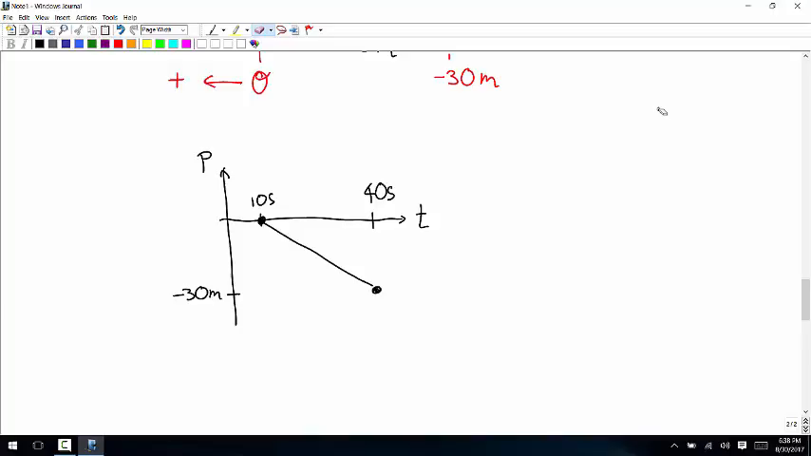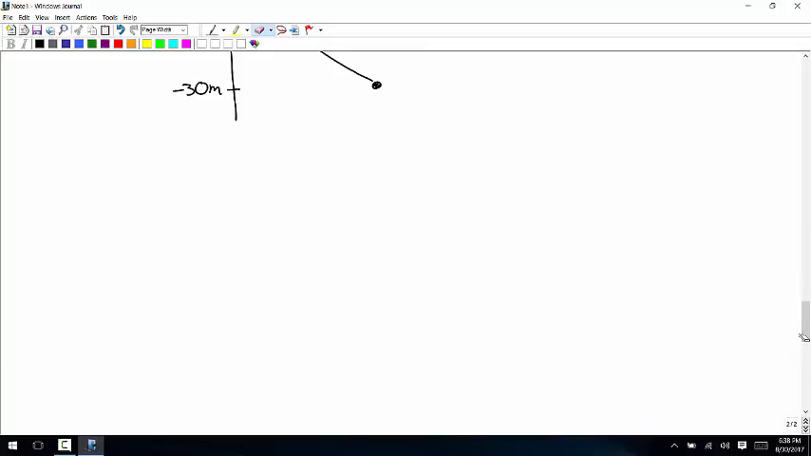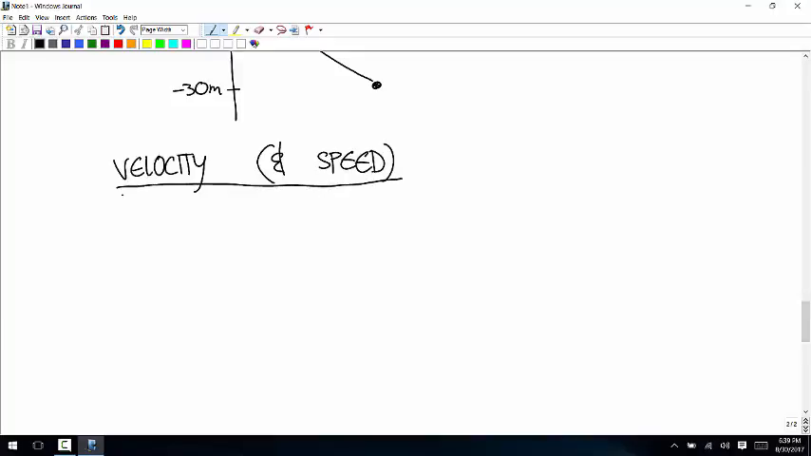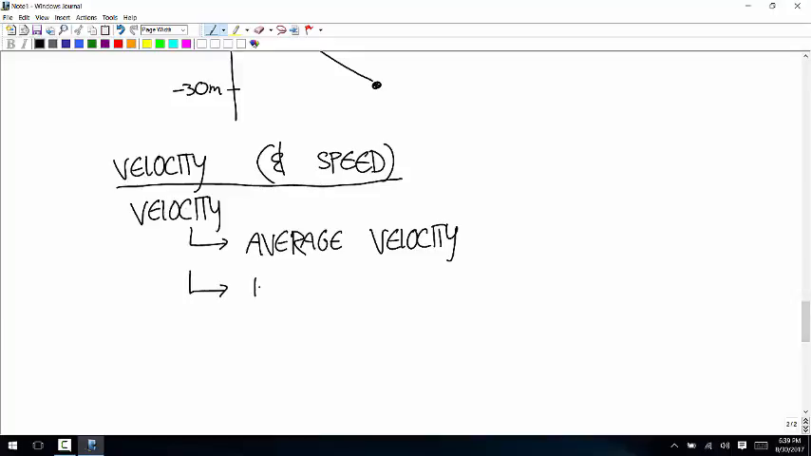So we defined last time position, displacement, and distance. So now we're going to move on to talking about velocity. Velocity has direction associated with it. The non-directional quantity that's most related to velocity is speed. And when I talk about velocity, I'm going to break it up into two discussions. The first one is average velocity. And the second one is instantaneous velocity.